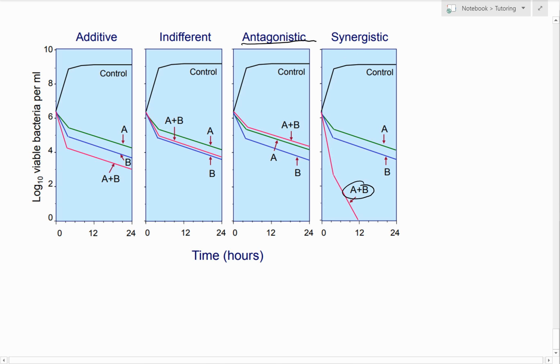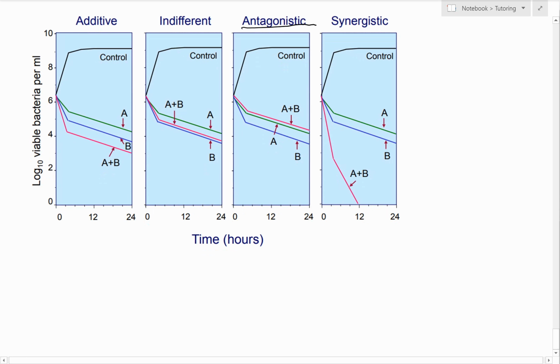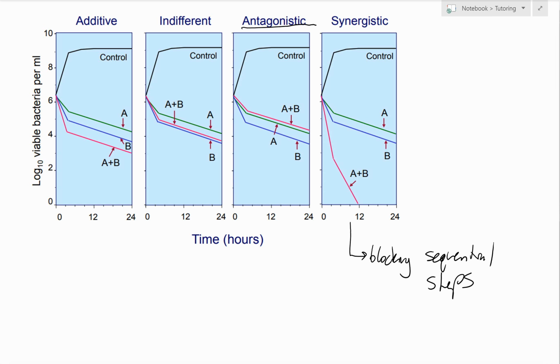So yeah, let's start with synergy then. Synergy is when A and B together give a better result than the effect of A plus the effect of B. This can often happen by blocking sequential steps of a metabolic pathway. This is usually additive, but in some cases it can enhance the killing.